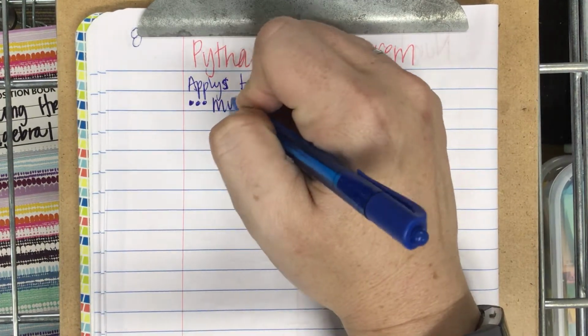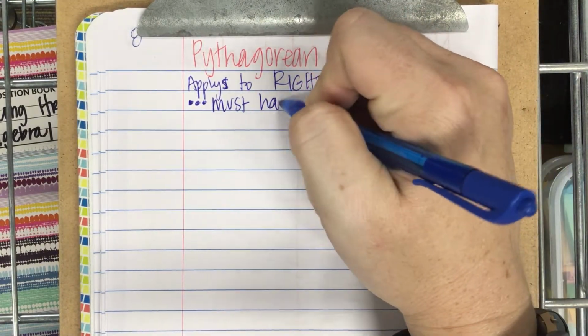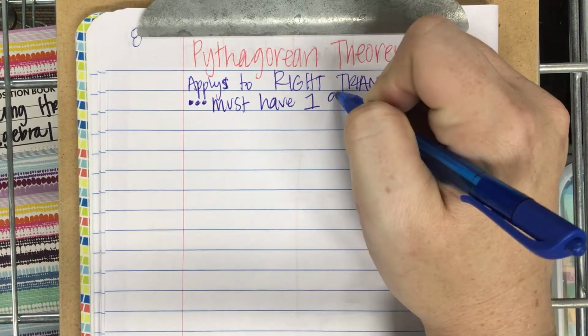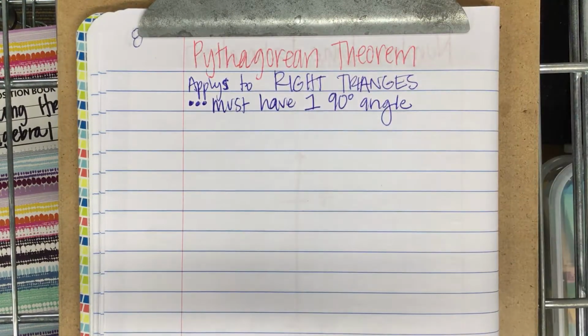A right triangle must have one 90-degree angle. A triangle has 3 sides, and one 90-degree angle.